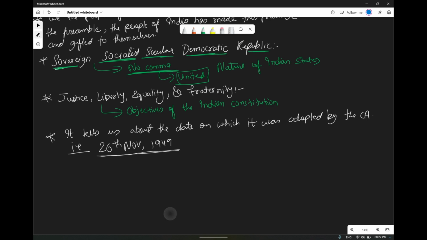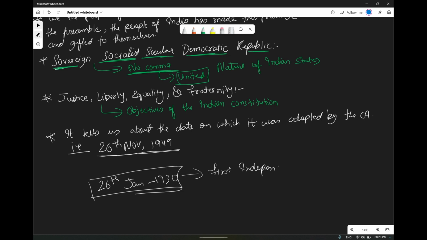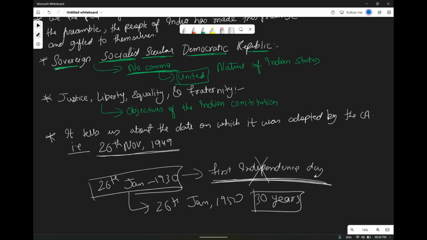Why? What happened? On 26th January 1930 the Indian National Congress declared its first independence day, but it failed. That's why 26th January 1950 was going to be the anniversary of that declaration. That's why Pandit Jawaharlal Nehru said, no, we are not going to enforce it on 26th November. We will enforce this Constitution on 26th January, as on that same day we take place on 30 years. What I'm telling, this is not 30 years.